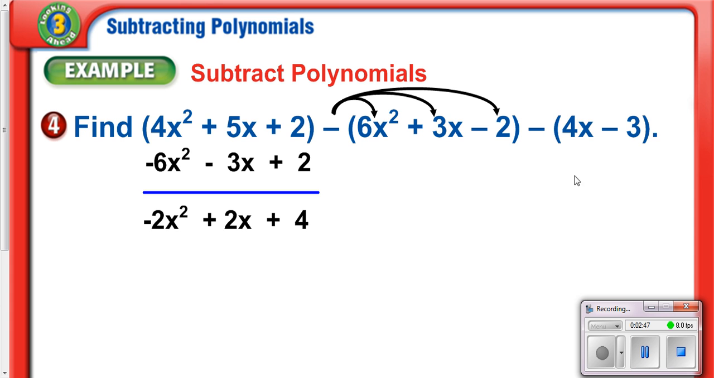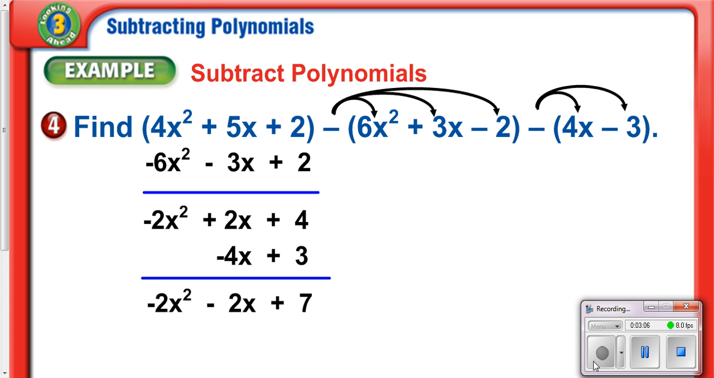So again, what we'll need to do is subtract. So we need to distribute the negative sign again. Following the distribution of the negative sign, we get negative 4x plus 3. And again, stack those like terms and solve. And we get negative 2x squared minus 2x plus 7 after combining the like terms.